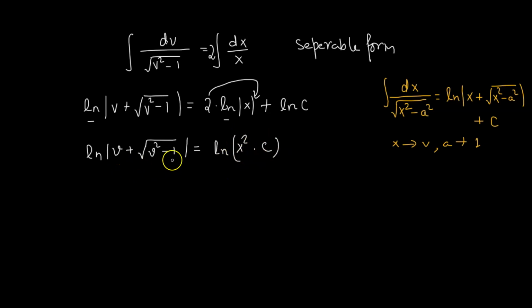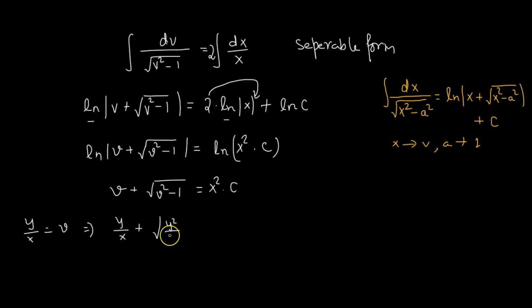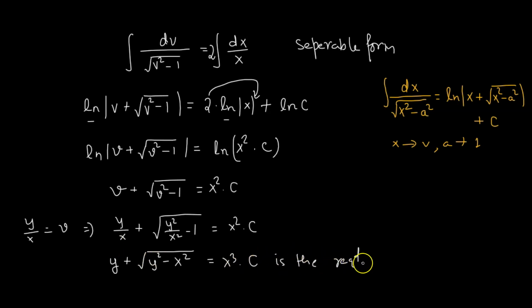Now we will equate both sides, meaning we will get rid of the logarithm from both sides to get v plus square root of v squared minus 1 equals x squared times c. Now we make the substitution y over x equals v. So we get y over x plus square root of y squared over x squared minus 1 equals x squared times c. Or simply put, we have y plus square root of y squared minus x squared equals x cubed times c. So this is going to be the required solution to the given differential equation.